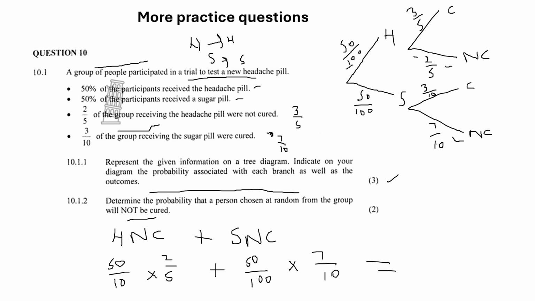Okay, that is 11 over 20 when it's simplified. Or you can use decimal if you want. Either way is still fine. As a decimal, it's giving me 0.55. So that will be your answer for that. And that will be all for tree diagrams.